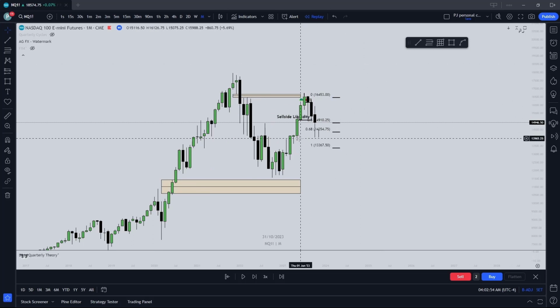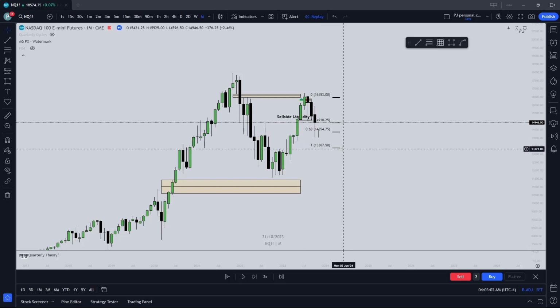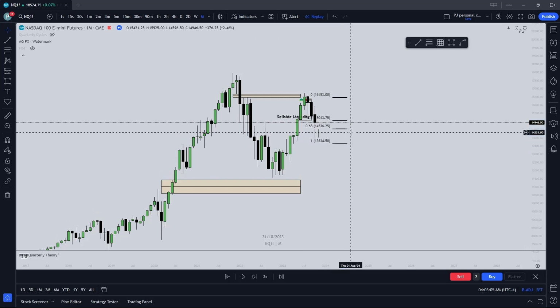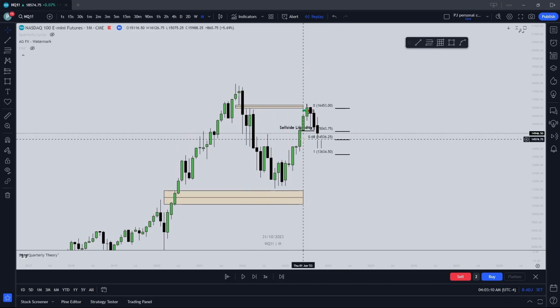We also see that within this swing low right here, with these two swing lows and this swing high, we're coming in to where equilibrium and OT of the range are, which line up with this fair value gap. Just keep that in mind.